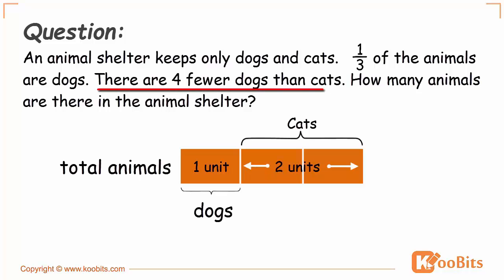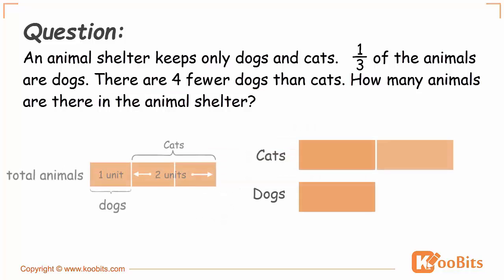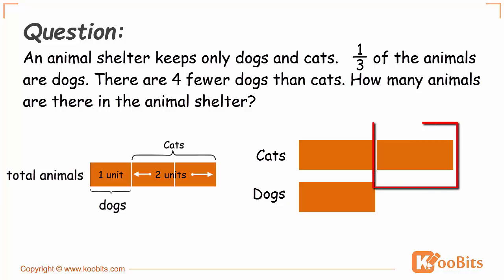There are 4 fewer dogs than cats. Let's use a comparison model diagram to compare the number of dogs and the number of cats. Look closely at the diagram. Can you see that the cats diagram has 1 more unit than the dogs diagram? Since the difference between the number of cats and dogs is equal to 4, we know that 1 unit is equal to 4. Do you get it? Great! Let's move on to the next part.